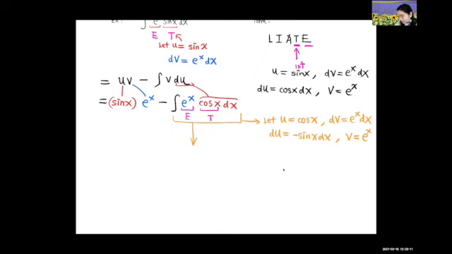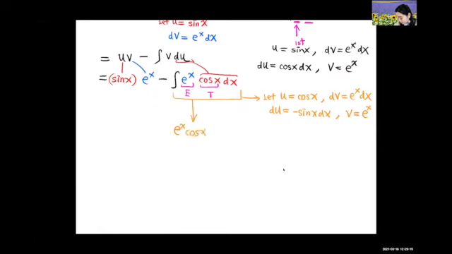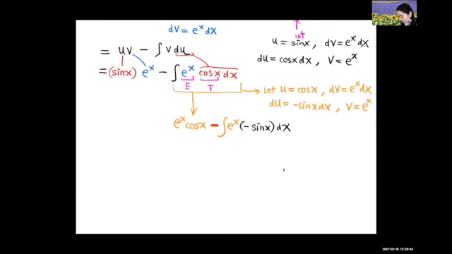So it becomes e to the x, and then times cosine x, minus the integral of v du. So it's e to the x, du is negative sine x dx. Okay, so we end up with this. Now we want to simplify this. So minus negative times negative is positive. Okay, so that should become a plus.